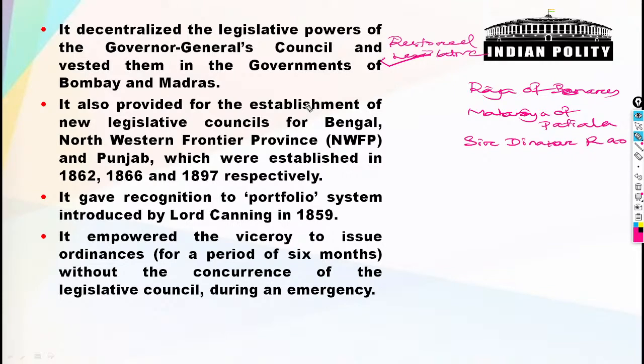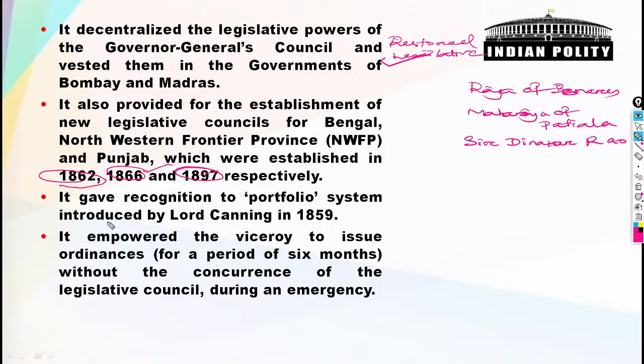It also provided for the establishment of new legislative councils for Bengal, the Northwestern Frontier Province, and Punjab. Three provinces were provided with legislatures, called legislative councils. They were established in the respective years: 1862 for Bengal, 1866 for the NWFP, and 1897 for Punjab.